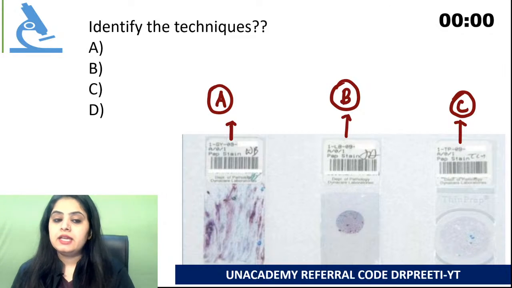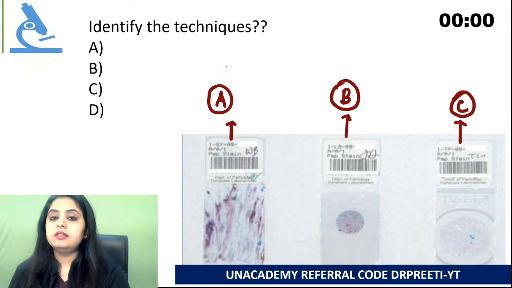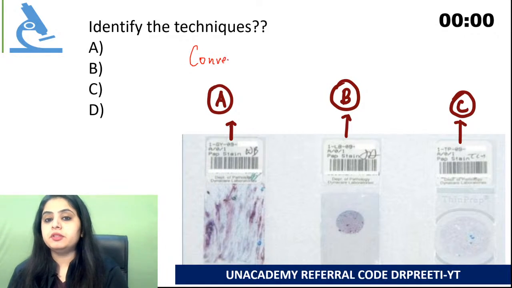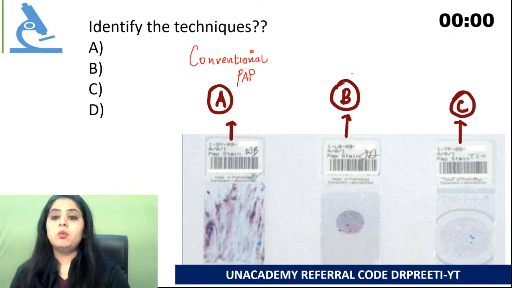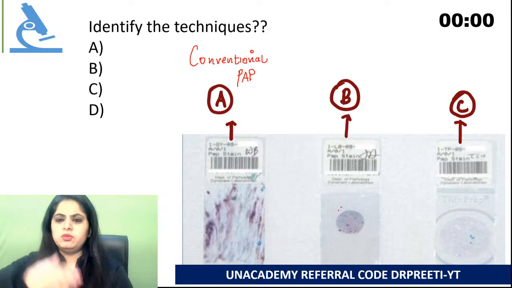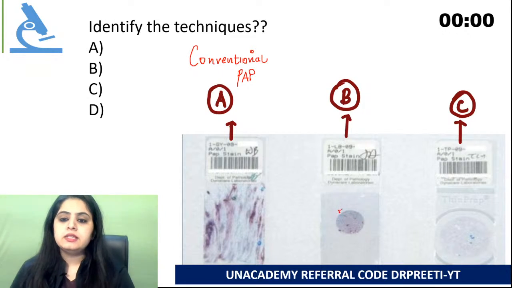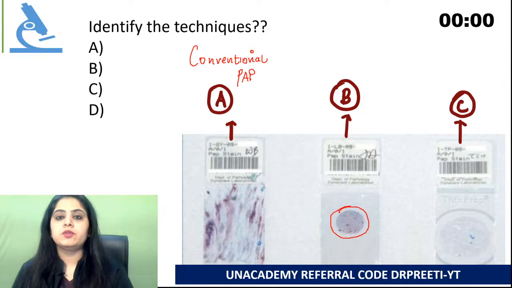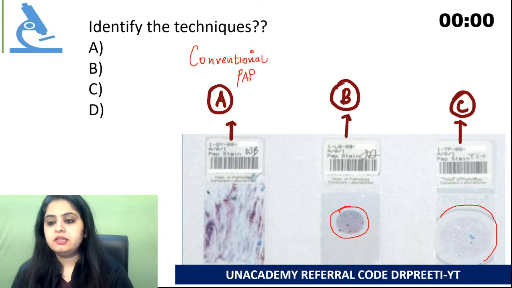So what is A? A is referred to as a conventional pap smear. Old school. This is what we've been doing since ages. This is a conventional pap smear. Okay. What is B? You see, now instead of dirty material all over, they've focused it on a circle. Over here also, and a big circle over here.